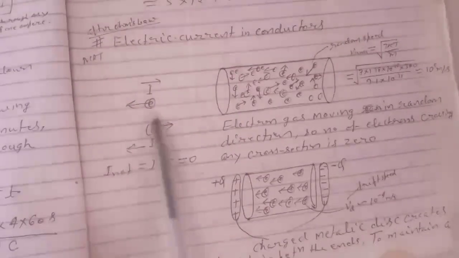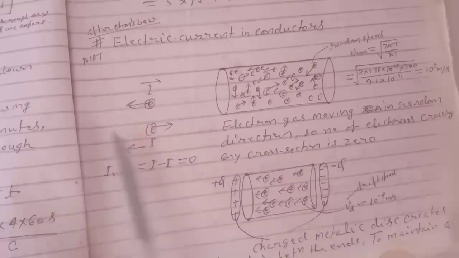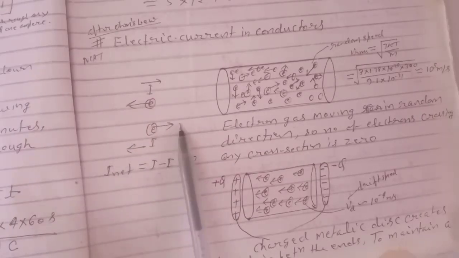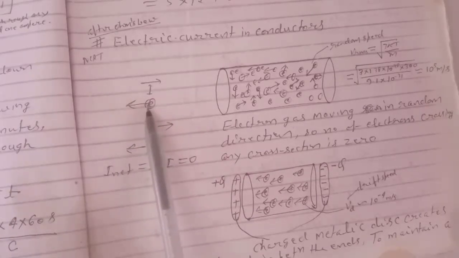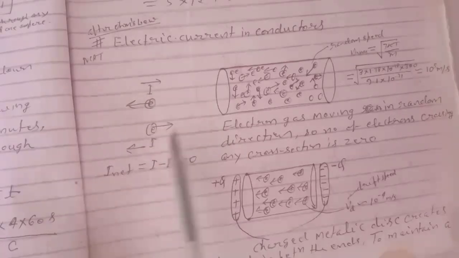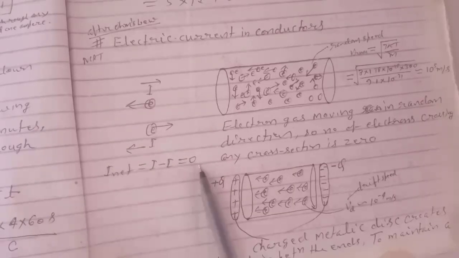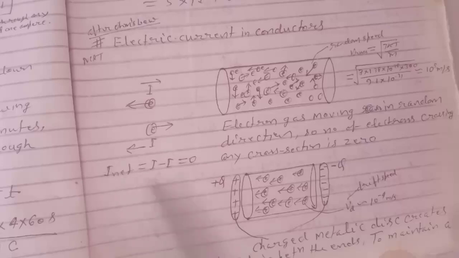There it is shown. For example, consider one electron flowing in this direction and another flowing in this direction. For this electron the current will be in this direction, and for that electron the current will be in the opposite direction. So I net will be I minus I, equal to 0. So this formula is applied for the whole current in the conductor.